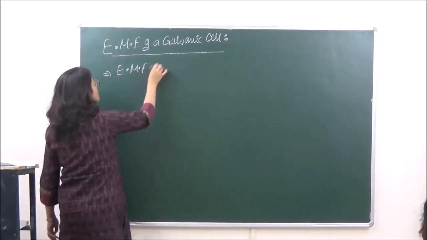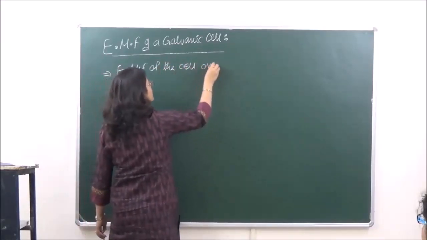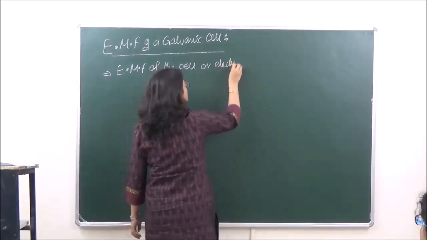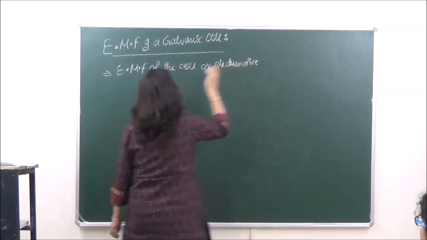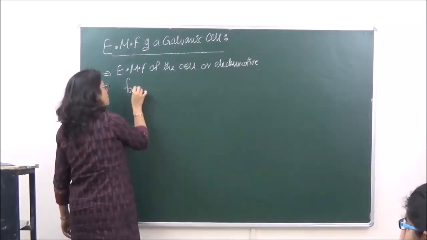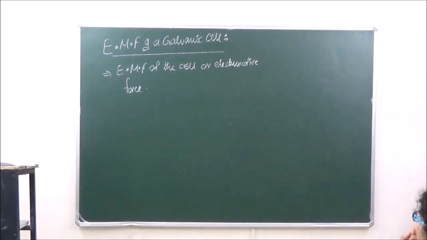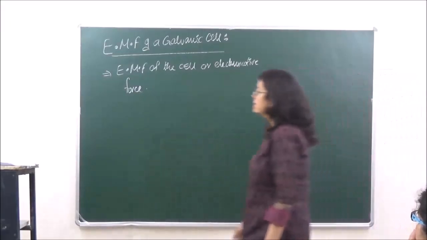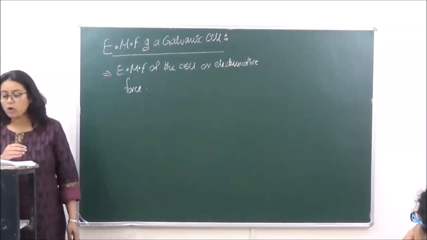So this potential difference between the two cells, when current flows, is known as the EMF of the cell, or electromotive force. Basically, this electromotive force is only the potential difference across the cell.